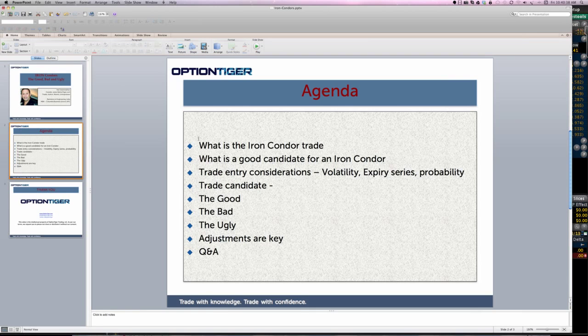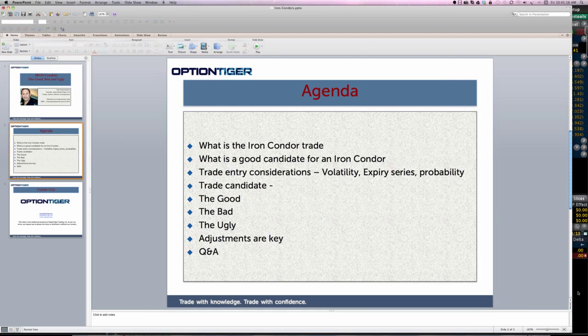So let's go back to our PowerPoint presentation. What I mean is, if you look at the trade entry considerations, there are three main things that you have to consider when you look at an iron condor. The first is, what is the volatility of your options in relation to its historical volatility? If a stock generally has about 28-30% volatility, what is the current volatility as compared to that historical volatility?